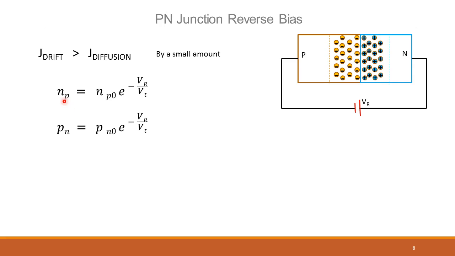You just have to rewrite NP as NPO e power minus VR by VT, and PN as PNO e power minus VR by VT. This minus sign comes because the built-in potential now becomes VB plus VR, and there is an overall negative sign in the terms that we saw before, so that minus sign is retained. You can just substitute and get this very easily.